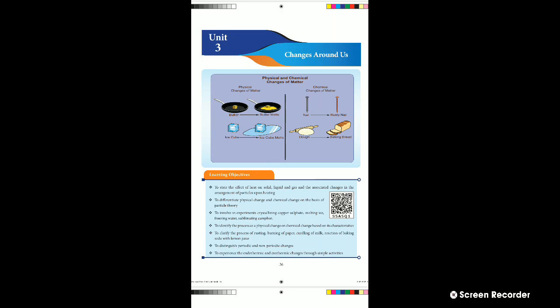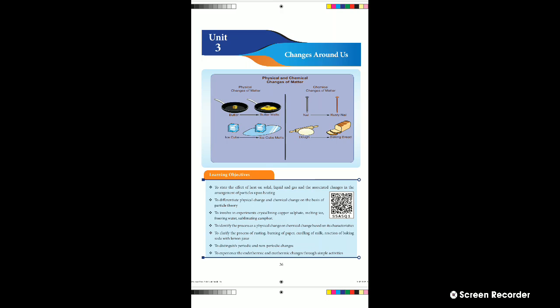If a vapor is cooled, it changes to liquid, and if the liquid is cooled enough, it changes to a solid state. So that is called a reversible process. It means the physical process.